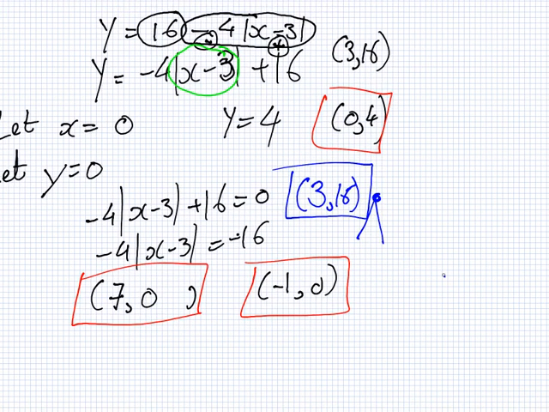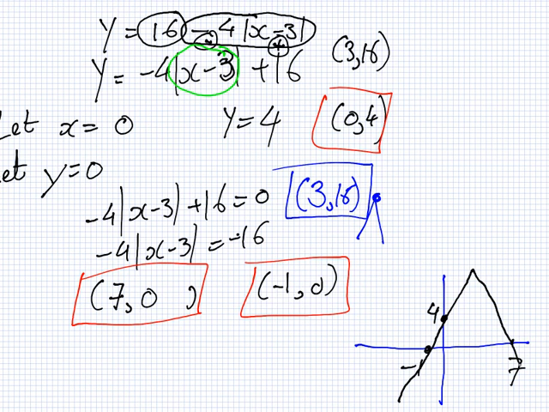So if I do a very, very ugly sketch here, look, -1 and 7 are the roots, agreed? Where does it cross the y-axis? It's 4. And then what is the peak point at? Here it is 36.